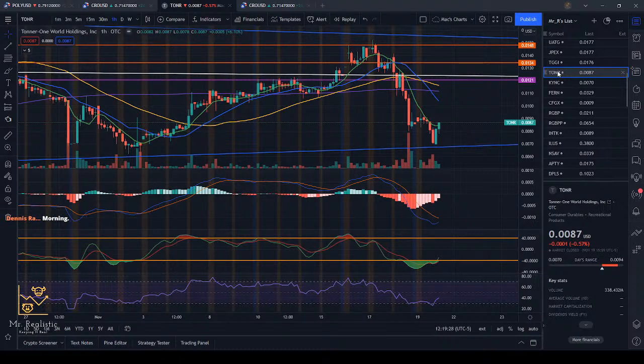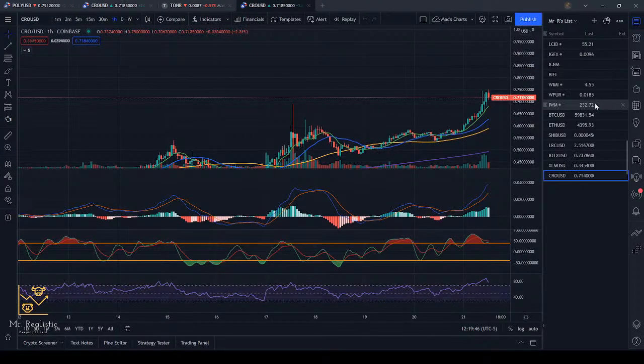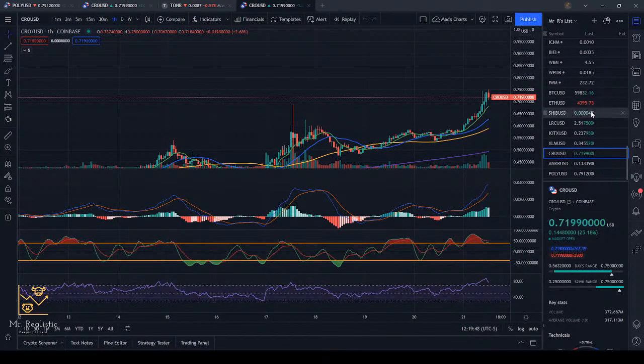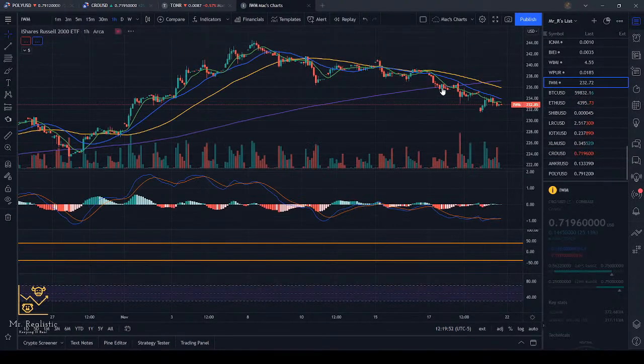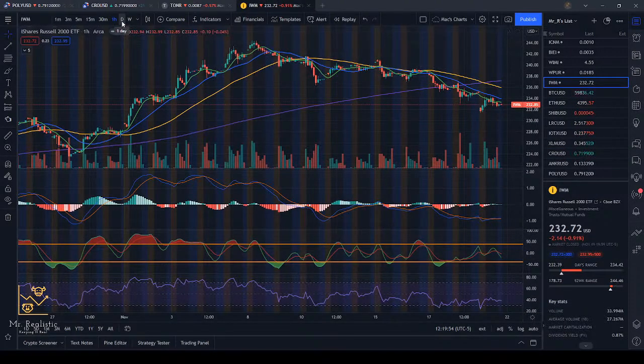What caused this was bad market sentiment for the market as a whole. Good morning, Dennis. We saw a massive pullback in the market as a whole, and we saw this coming because of the IWM, that Russell ETF. It's still pulling back. I was hoping for more consolidation and was showing it. Like I said, this was at least 2 weeks away.